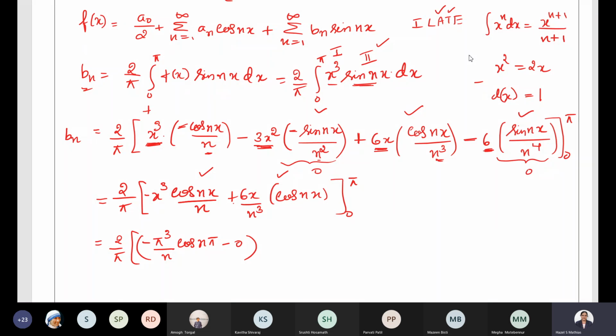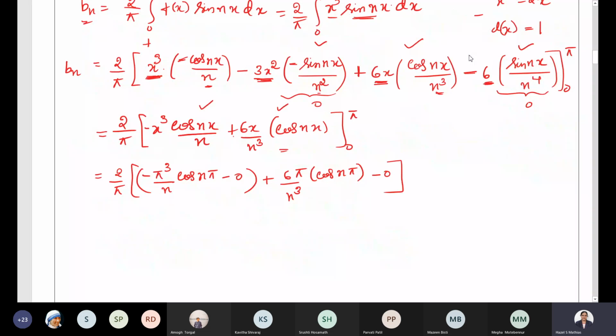Now take the second term. What is it? 6 by n cube. For this upper limit is pi. So 6 pi cos n pi. So this is the upper limit for the second term. Similarly, when you put the lower limit which is 0, 6 into 0 will be 0. So lower limit is 0 for both the cases.